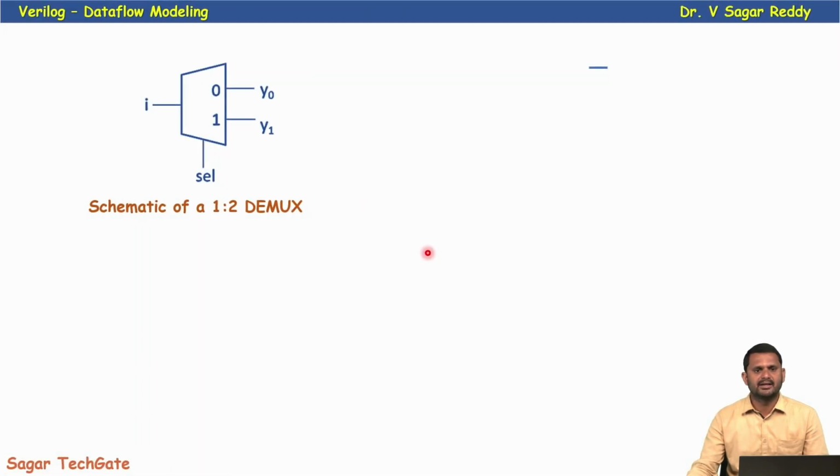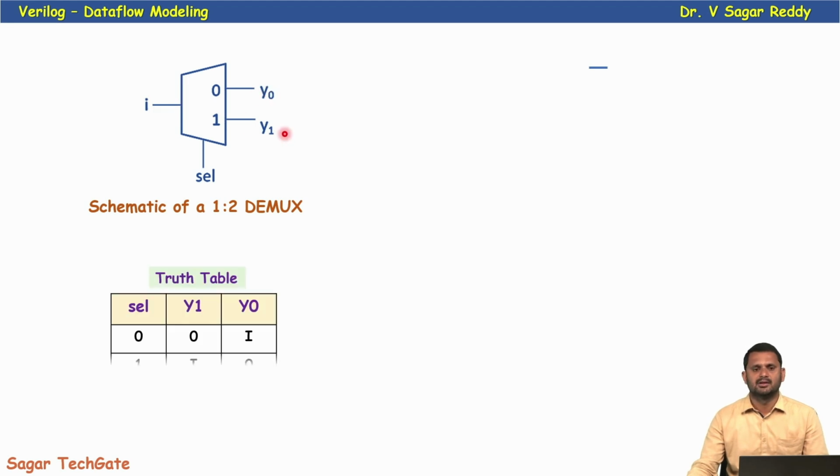Another example is the 1:2 demux. One input and two outputs, based on the selection line, whether that input I may be forwarded to y0 or maybe y1. Now, see this truth table. If selection line is 0, then y0 is equal to I. If selection line is 1, then y1 is equal to I.